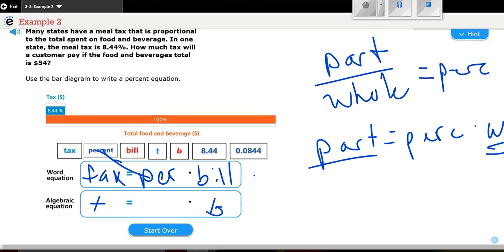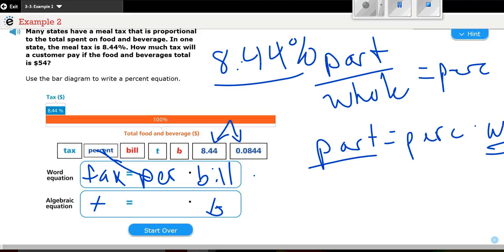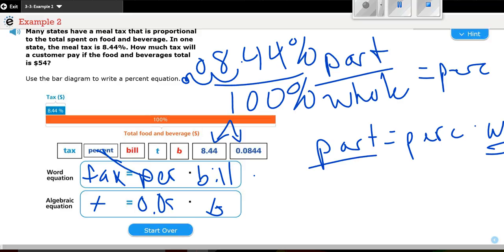But then the question is, which of these goes in the correct place? And this is where we look at our relationship. Since our percentage is 8.44 percent, we've got to put it over 100 and then divide, which means move the decimal to the left two places. Put a 0 there, so we're using 0.0844. So changing our percentage into a decimal helps us to figure out the equation.